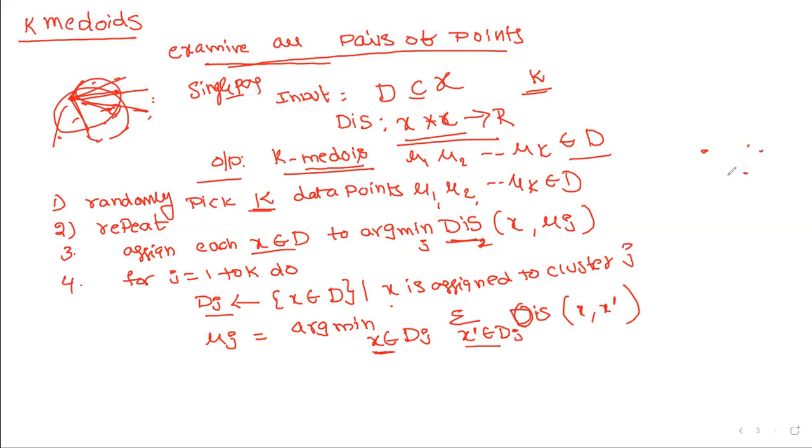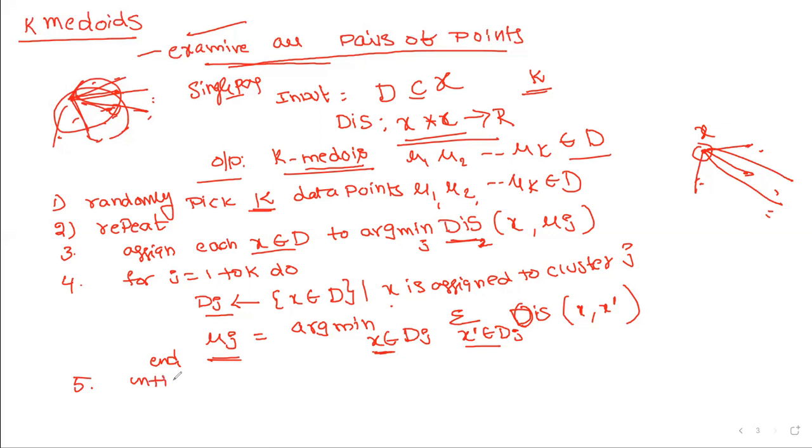For example, these are the points. If this is x, then sigma x dash belongs to Dj means this is x dash. Calculate the distance from this to this one. In the next iteration, distance from x2 to x3, x2 to x4, x2 to x5, like this we have to calculate all the distances. Among them you have to select the minimum one, that is the medoid. In k-means we are calculating just an average, but here you have to examine all the pairs. This point is reflected in this fourth equation.